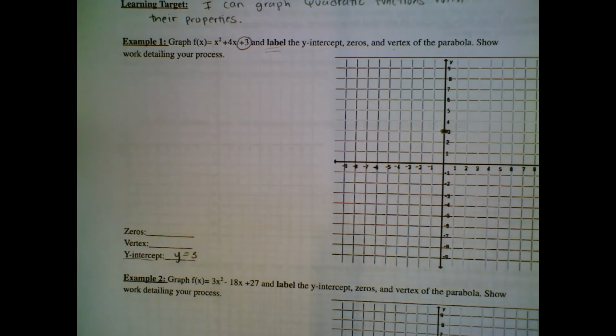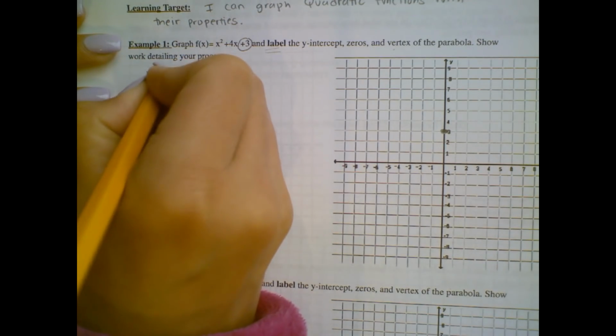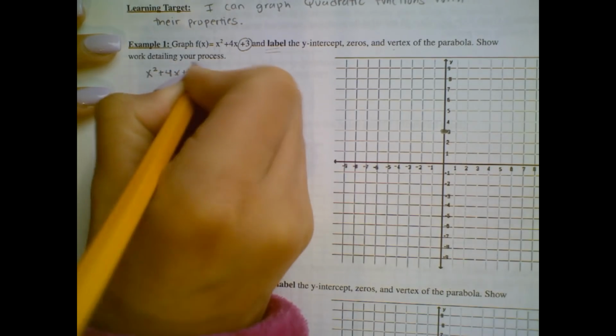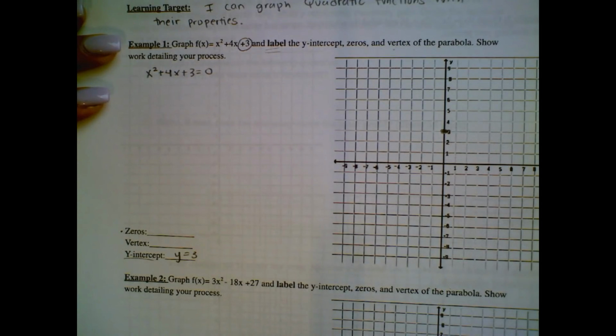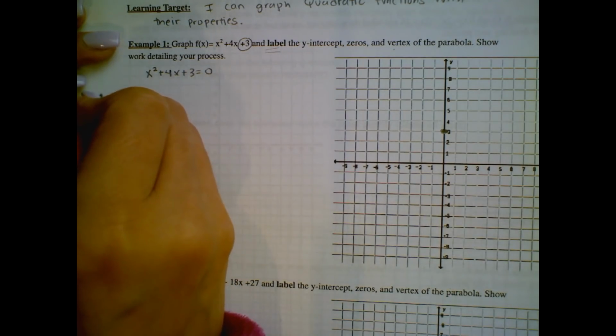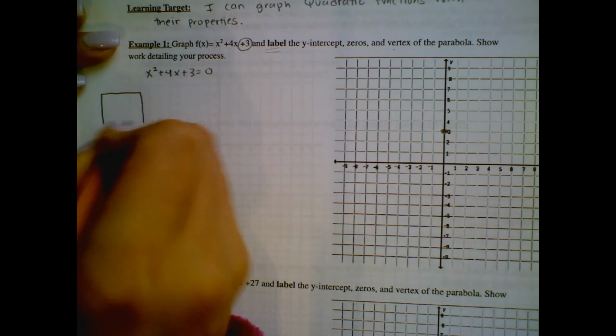At the end of all this, we're going to be labeling. All right, next let's go ahead and find the zeros. The zeros are when I set my function equal to 0, right? Step 1, set my function equal to 0. Step 2, use the box method to factor. And if all else fails, use the quadratic formula. Let's use the box method right here.